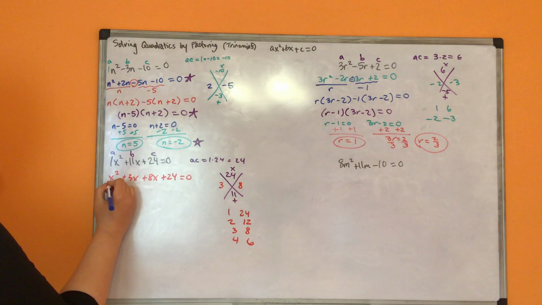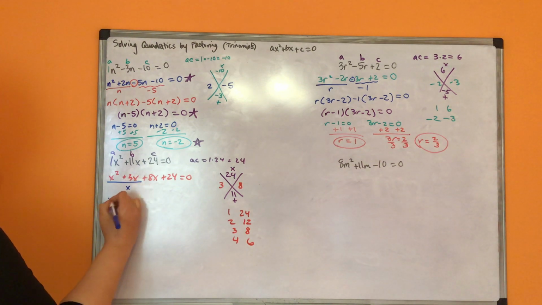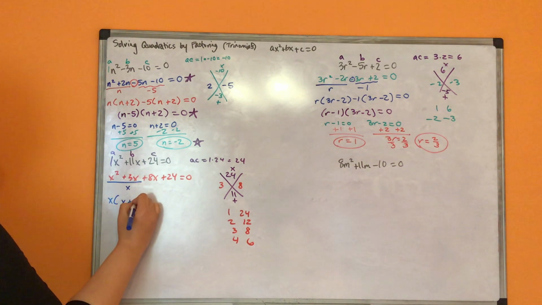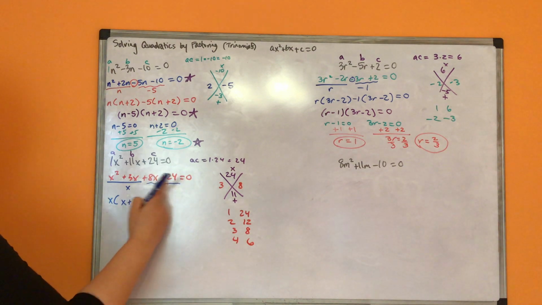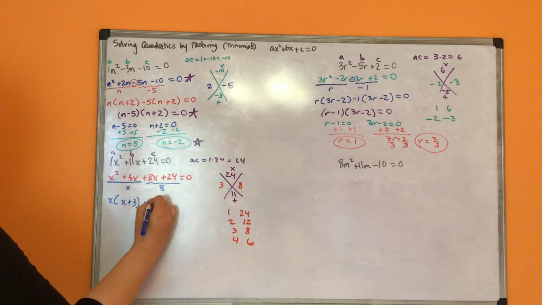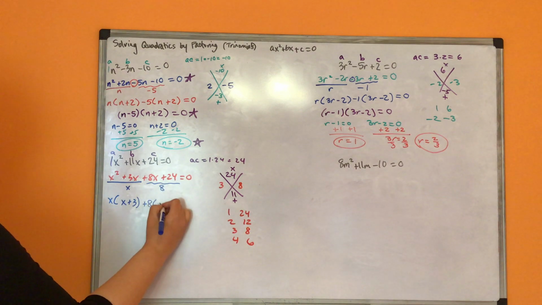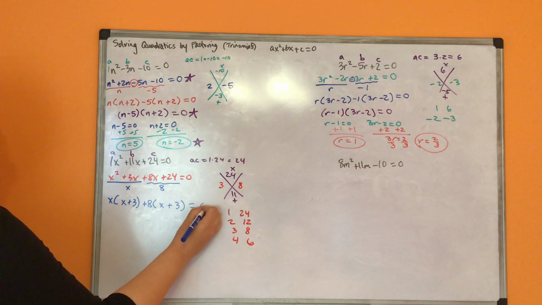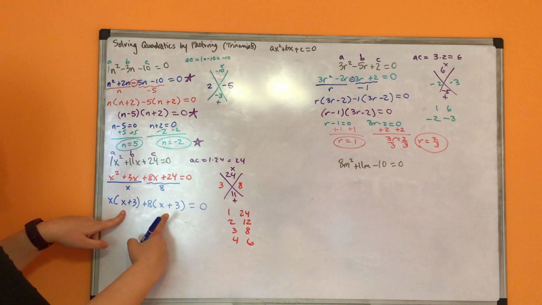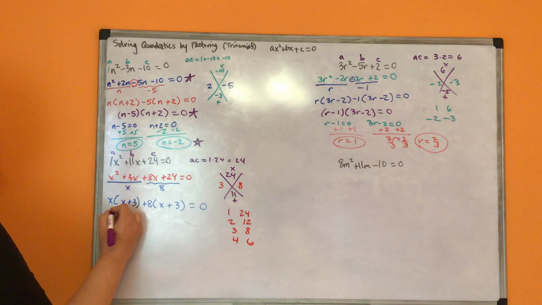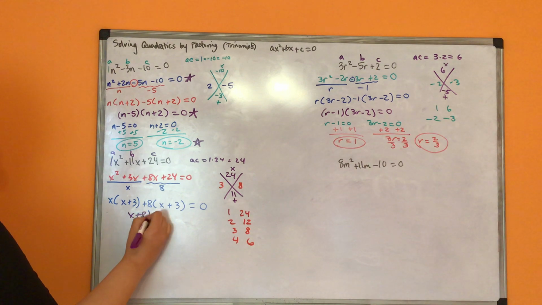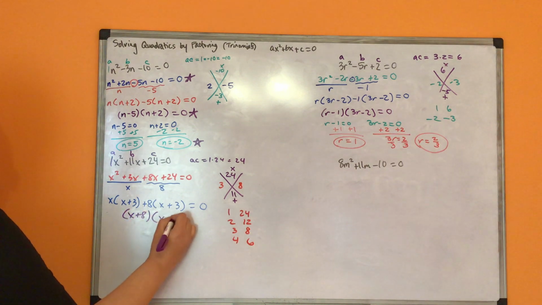GCF of the first part is just x. When I factor out x, I get x plus 3. GCF of the second half is just 8. When I divide by 8, I get x plus 3. These match, so I'm good. I just need to rewrite this as 2 binomials. First one is x plus 8. The other one is x plus 3.